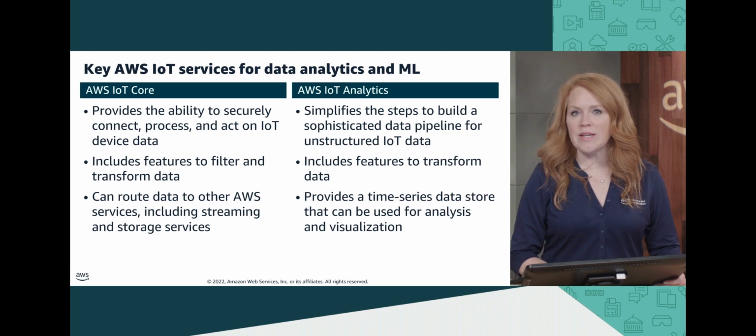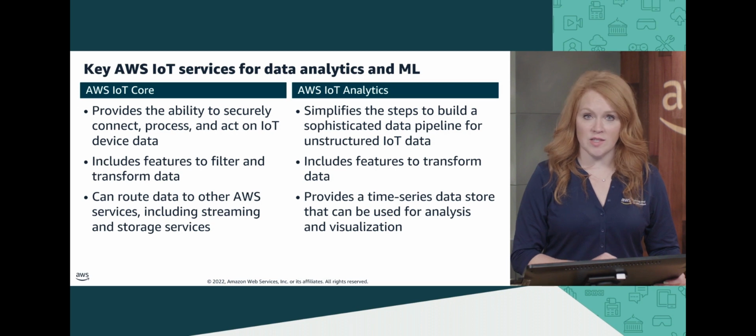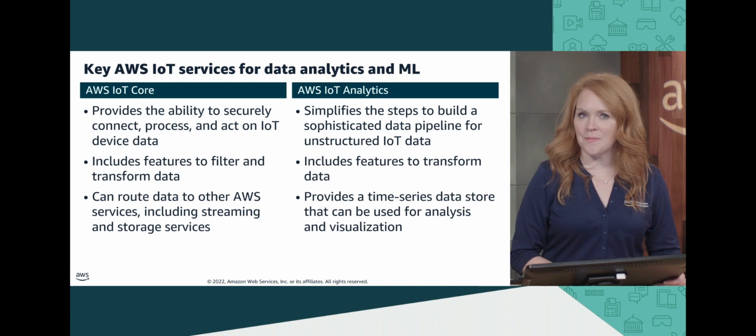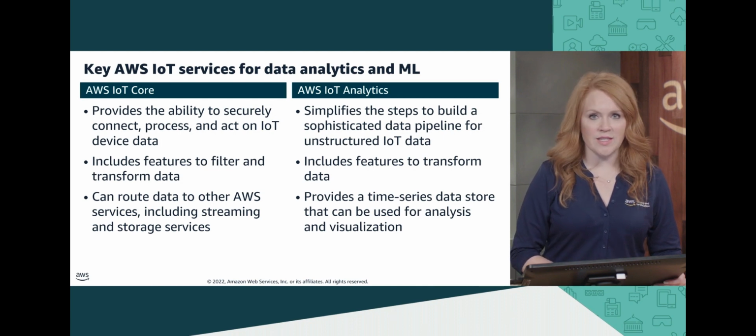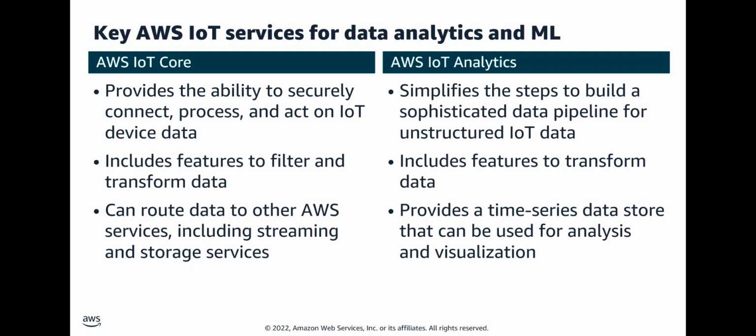The full set of AWS services for IoT are described in the AWS IoT Services Overview section of the AWS IoT Core Developer Guide. A link is included in the course resources. The two services on this slide are especially relevant to ingesting data for analytics. With AWS IoT Core, you can securely connect, process, and act upon device data even when devices are offline. AWS IoT Core is at the heart of IoT solutions that are built to run on AWS.